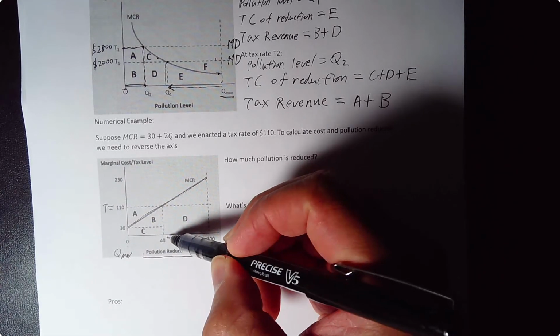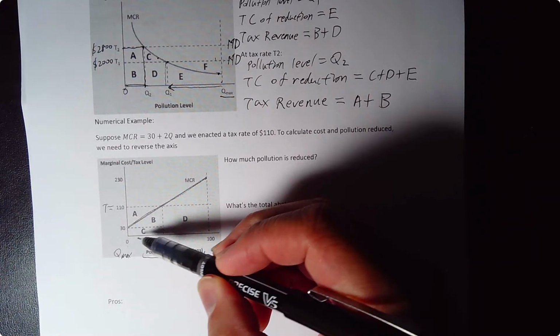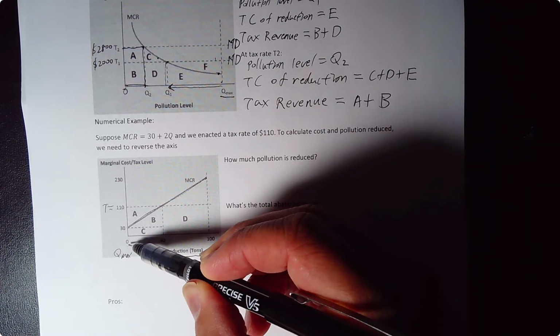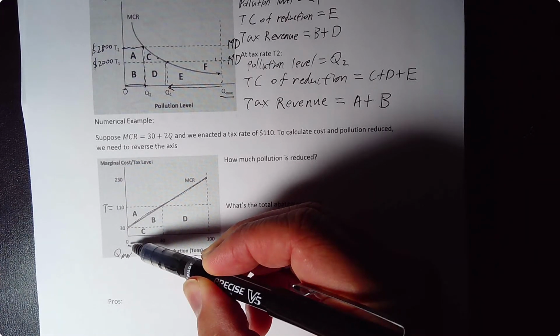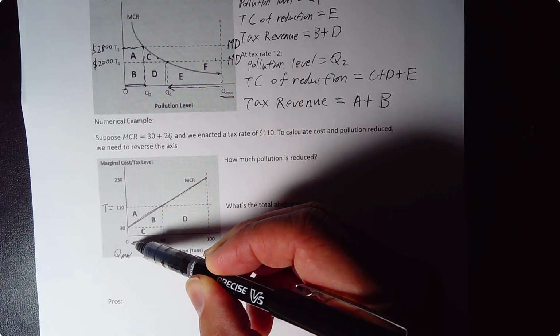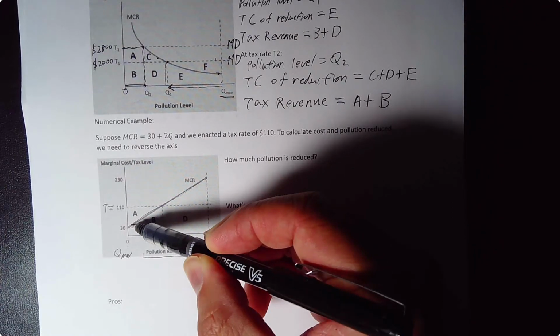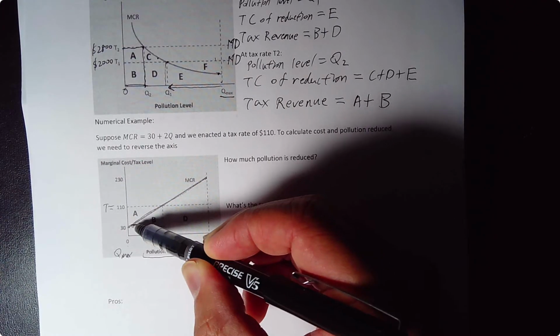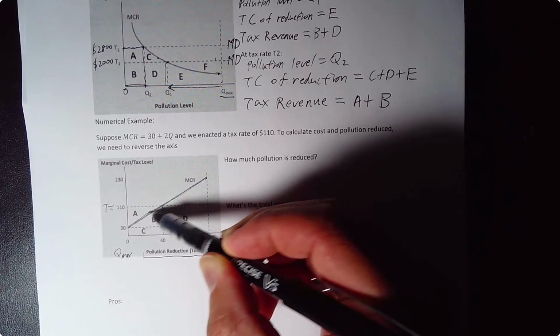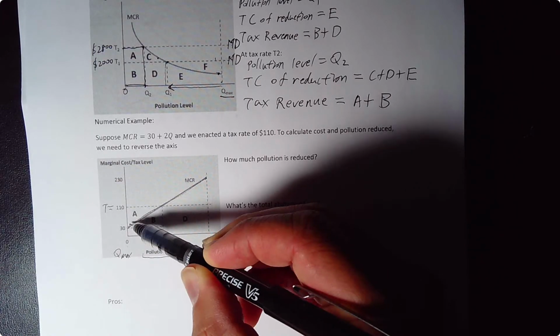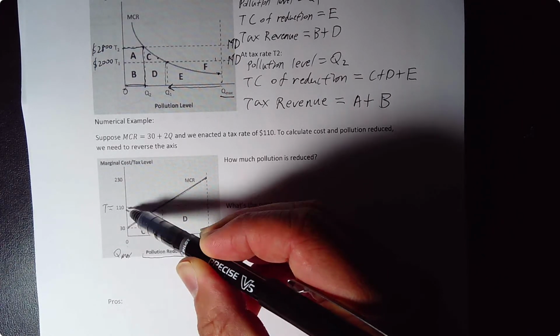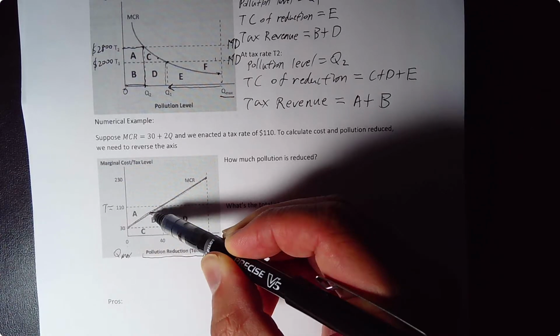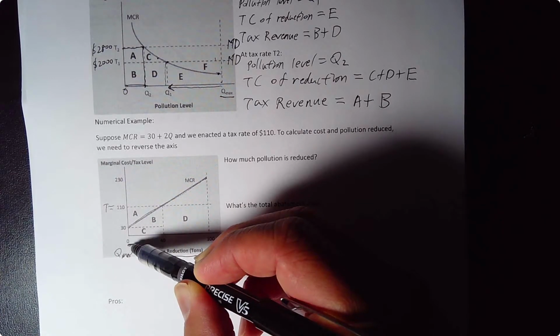Now, remember, every unit of pollution that the company does not reduce, they will need to pay a tax on it. So again, as long as the reduction cost, which is the marginal cost here, is below the tax rate, the company will choose to reduce the pollution rather than paying the tax. So the pollution reduction will be from 0 to 40.